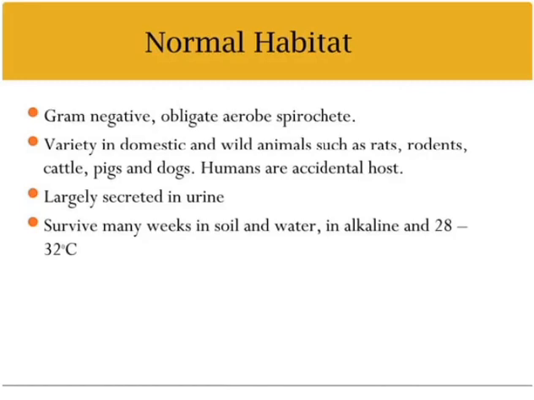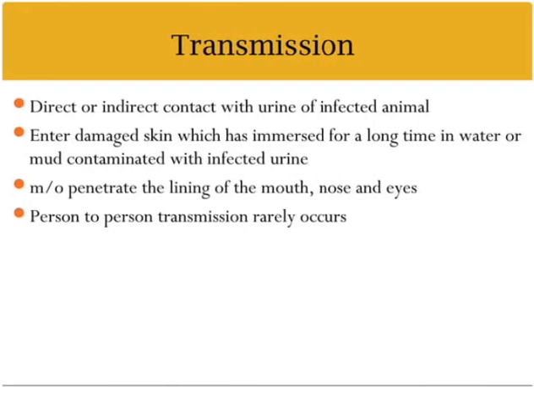They are largely secreted in the urine. They survive many weeks in soil and water, in alkaline conditions and at a temperature of 28 to 32 degrees Celsius. Transmission is by direct or indirect contact with the urine of infected animals, entering damaged skin that has been immersed for a long time in water or mud contaminated with infected urine. They also penetrate the lining of the mouth, nose and eyes.